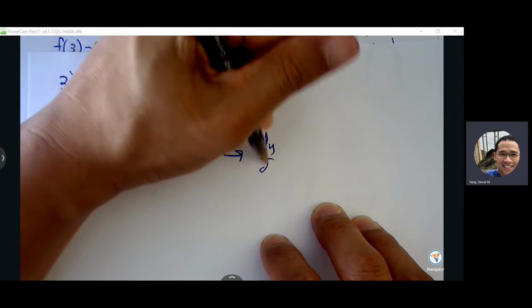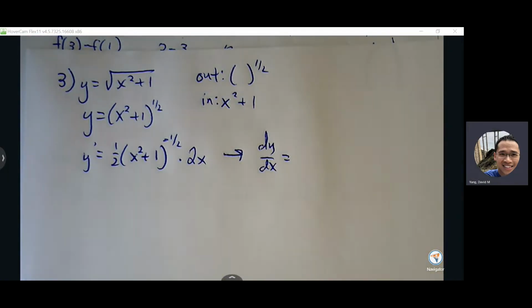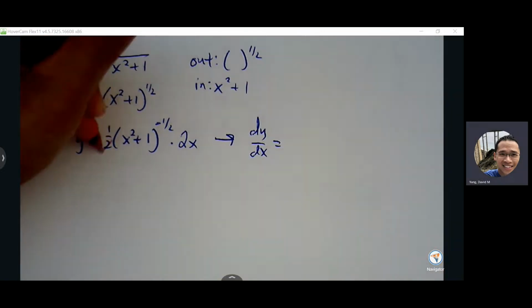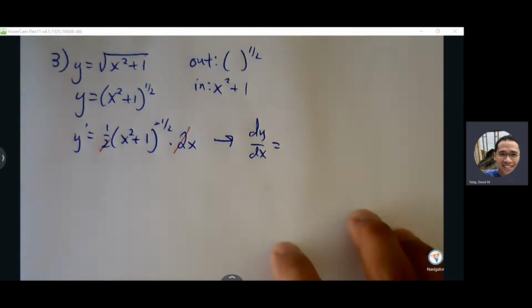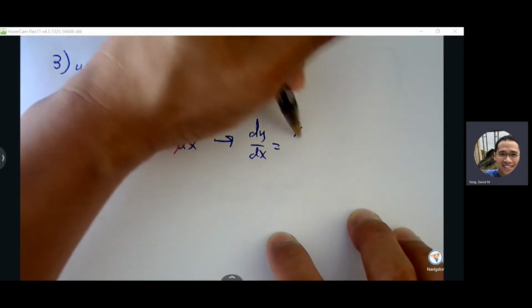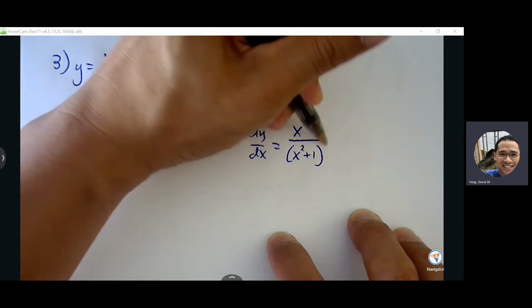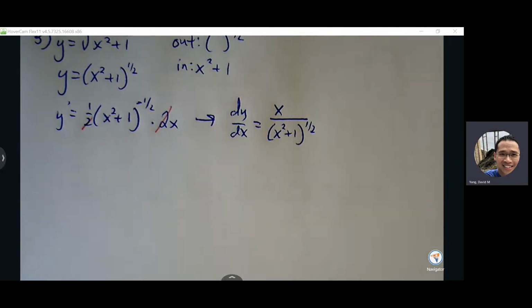Okay, so we'll do some cleanup. So our dy dx, or our y prime, is this cleaned up. Okay, so what can I do to clean this up here? Does anything go away? Yeah, 2 goes away, right? 1, 2 above, 1, 2 below. And what else can I do? Yeah, bring the parentheses to the denominator, x squared plus 1 to the 1/2. So we're halfway there. That's our first derivative.